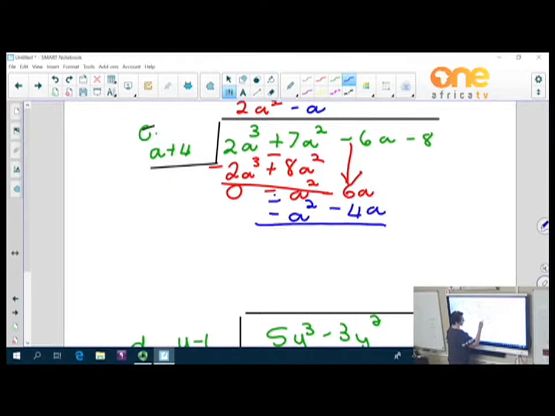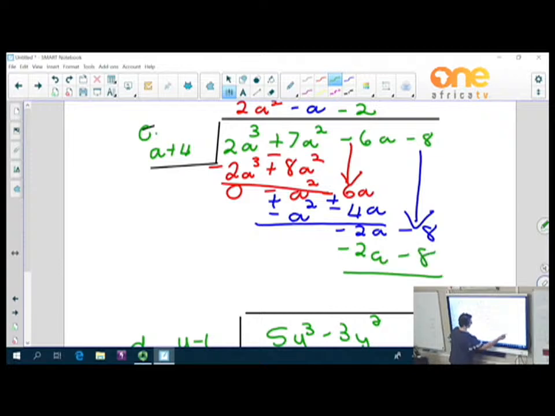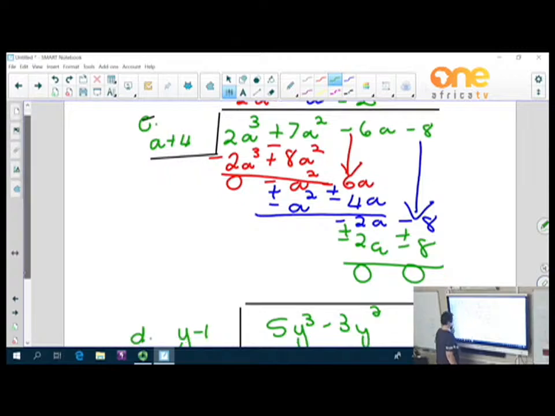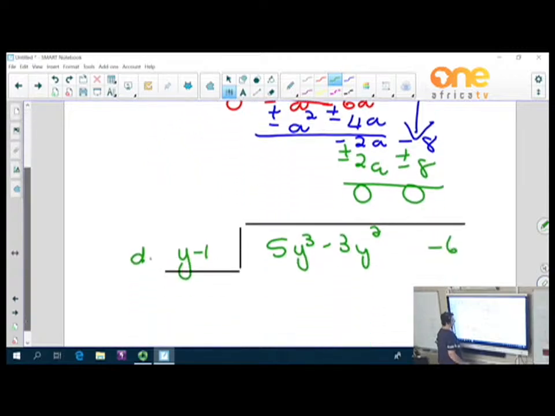I subtract, so I change the second signs. Negative 6 plus 4 is negative 2a. You bring down that next one, the negative 8. And we divide again. This time it will be negative 2 times multiply, then you have negative 2a minus 8. Change the second signs and add, and this one has no remainder. That is the quotient, no remainder here. And let's look at the last one.